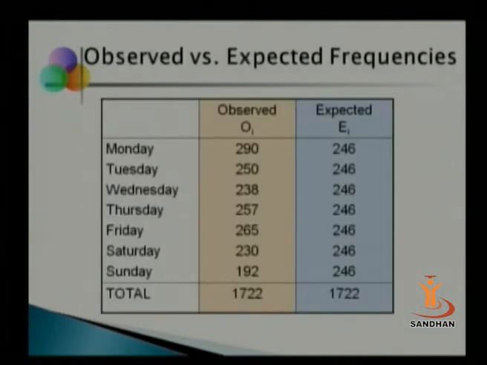Here again, the first column is the days of the week, the second column is the observed frequencies, whatever data we have collected about the number of calls, and the third column is the expected frequency. So under the null hypothesis all the calls, 1722 calls, are uniformly distributed, so the expected frequency is the same for all 7 days, that is 246.